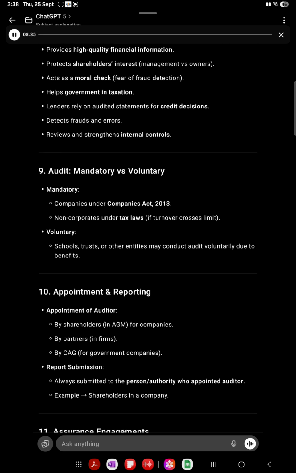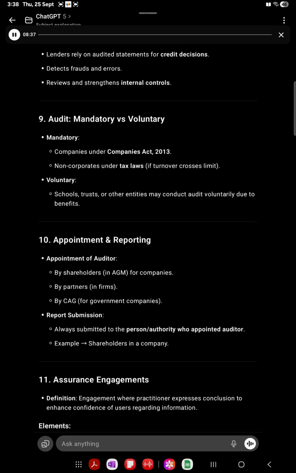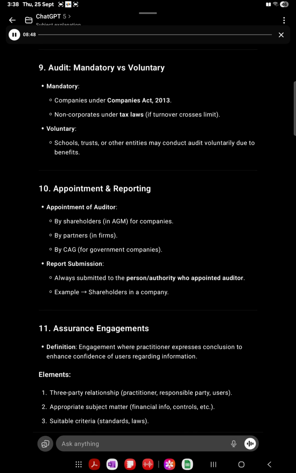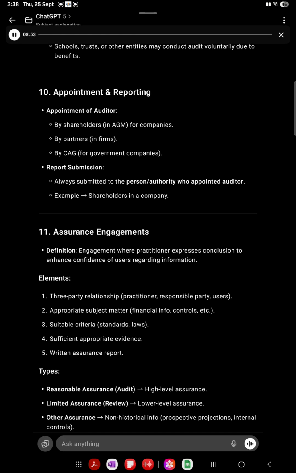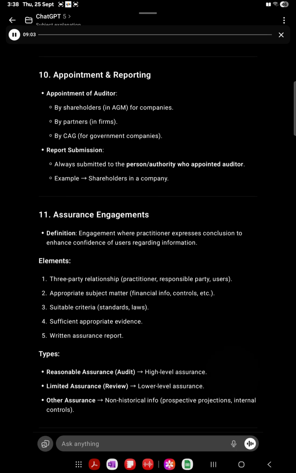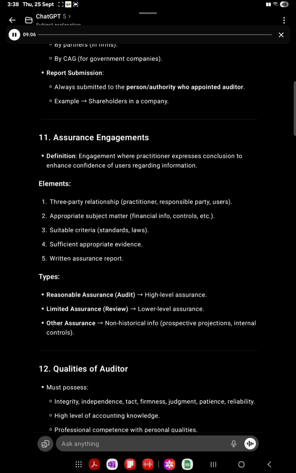9. Audit: mandatory versus voluntary. Mandatory: companies under the Companies Act 2013, and non-corporates under tax laws if turnover crosses the limit. Voluntary: schools, trusts, or other entities may conduct audit voluntarily due to the benefits. 10. Appointment and reporting. Appointment of the auditor is by shareholders in the AGM for companies, by partners in firms, and by the CAG for government companies. The report is always submitted to the person or authority who appointed the auditor. Example: shareholders in a company.